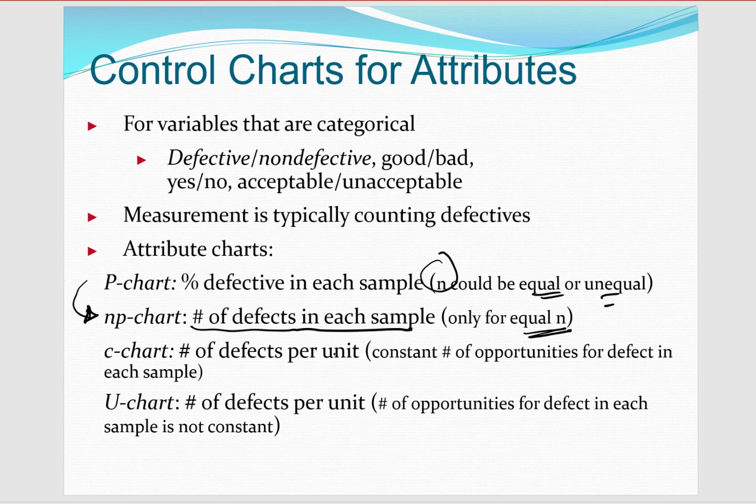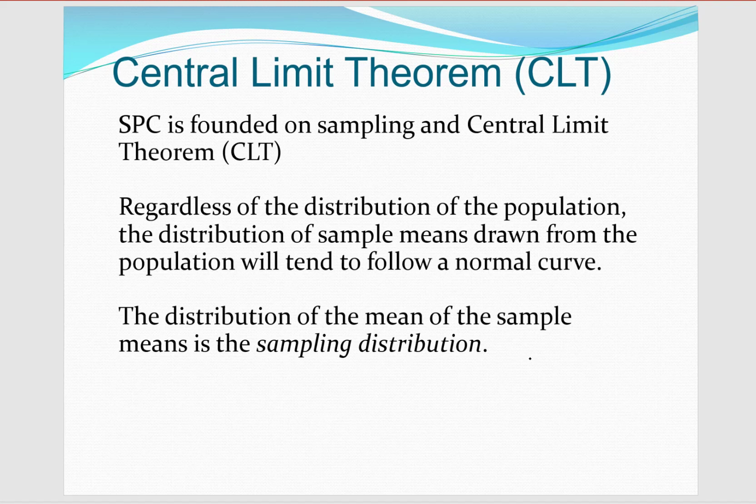C chart and U chart are counting charts in the sense that we're counting the number of defects per unit. But with C charts, we can only use it when there is a constant number of opportunities for defect in each sample, whereas with the U chart, the number of opportunities for defect in each sample is not constant. So U chart gives us a little bit more flexibility in that way.